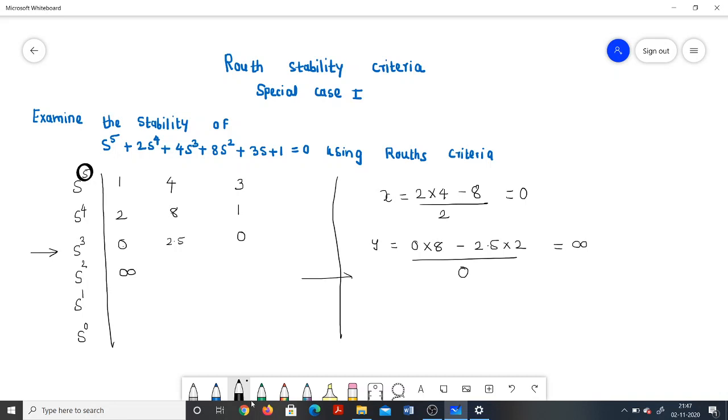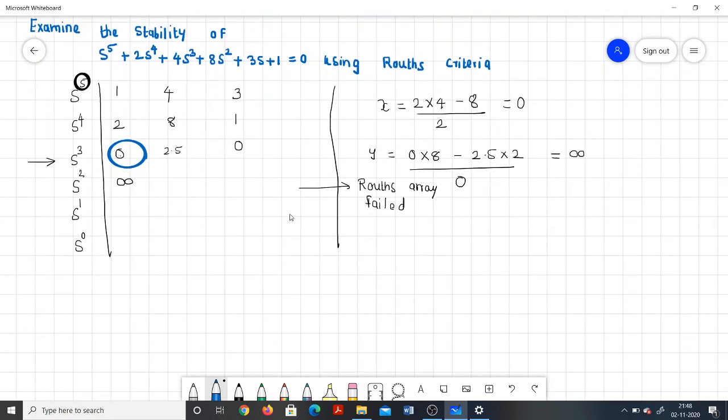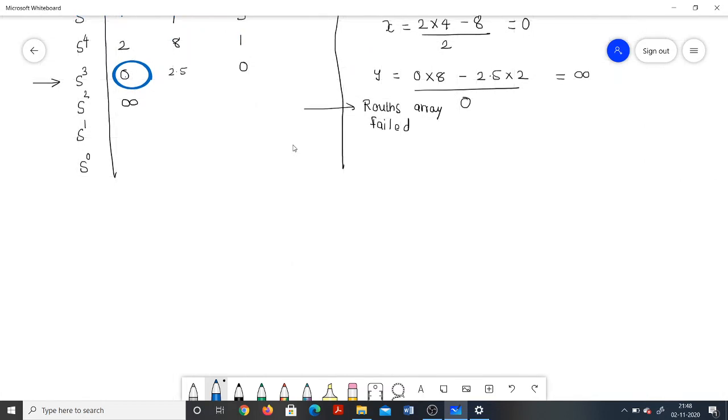Our Routh array fails here because of this 0 which we have obtained. So in that case, we will continue our Routh array, but instead of the 0 we have obtained in the third row, we will consider a non-zero epsilon. Then we will find our Routh array in a similar way to how we found it in the previous videos.